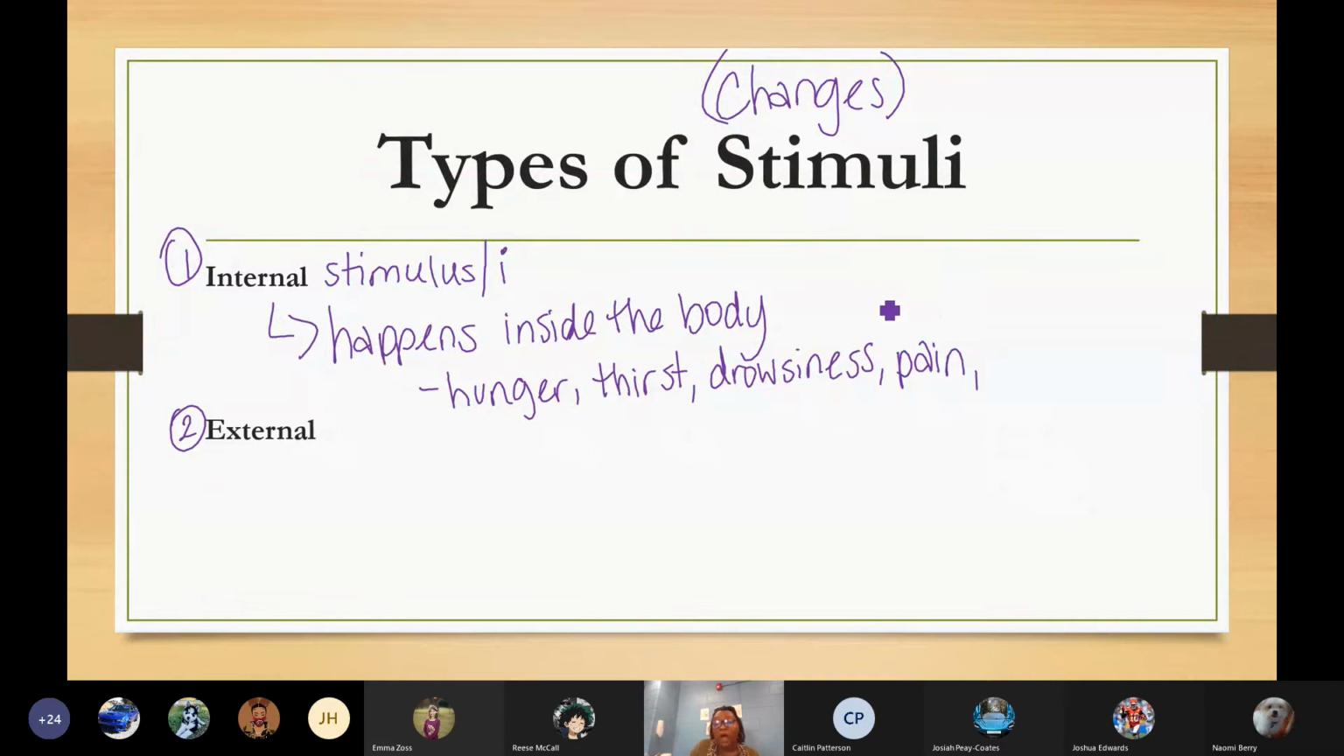Or fear. Fear is also an internal stimulus. That's our body's way of telling us, get away from this or get away from that person, okay? An external stimulus happens outside of our body. And that's the next type of stimulus example that we'll be talking about in our lesson today. An external stimulus happens outside the body.